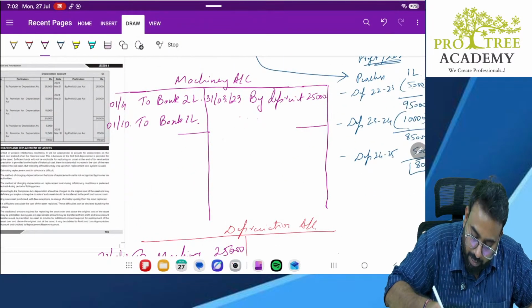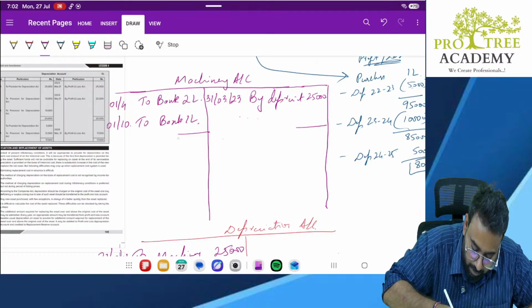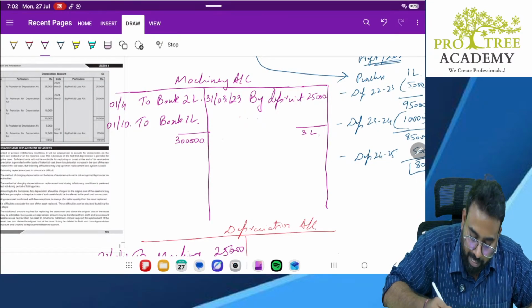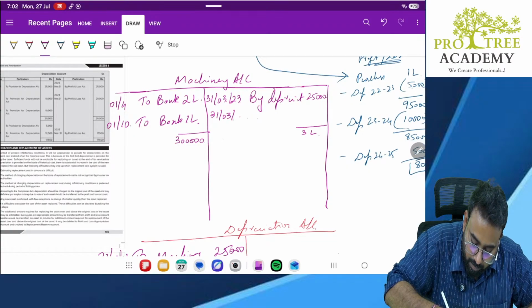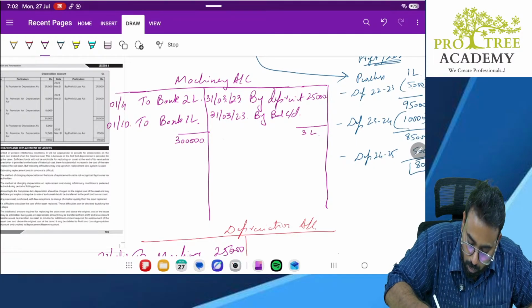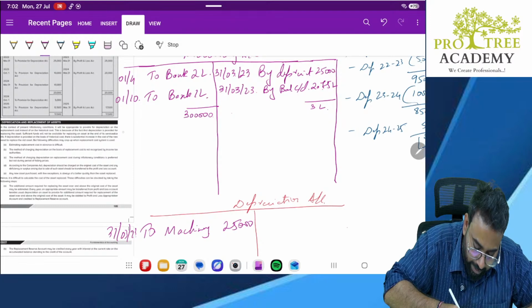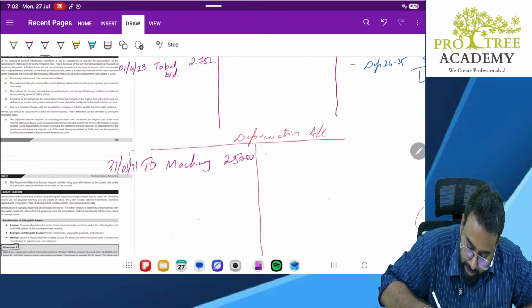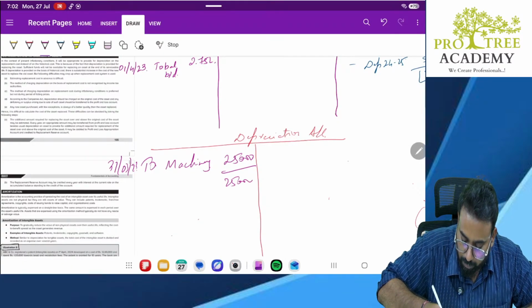What is the total here? 3 lakh. What is the total here? 2.5 lakhs. Correct? So the balancing figure will be by balance carried down 2.75 lakhs. Okay, so it will get carried forward to the next day, 01/04/2023. So to balance brought down, that will be 2.75 lakhs. Clear?